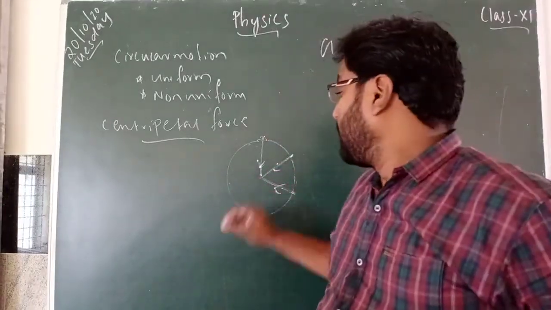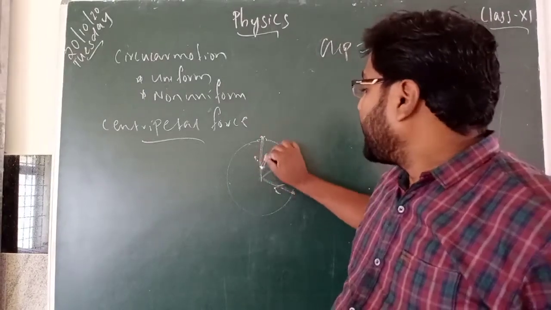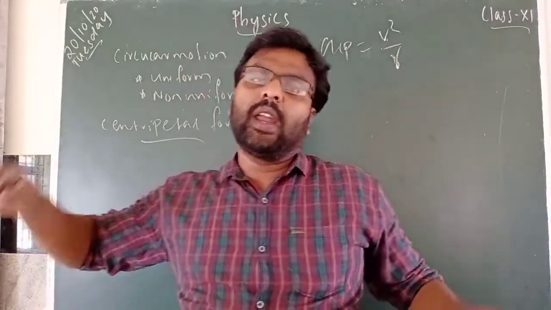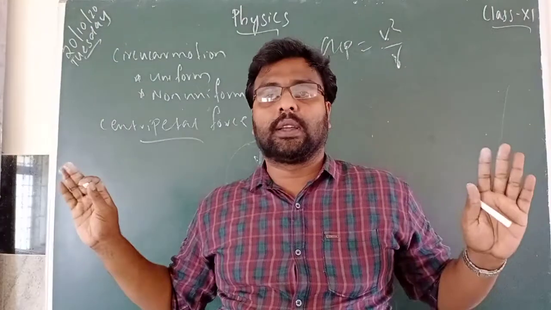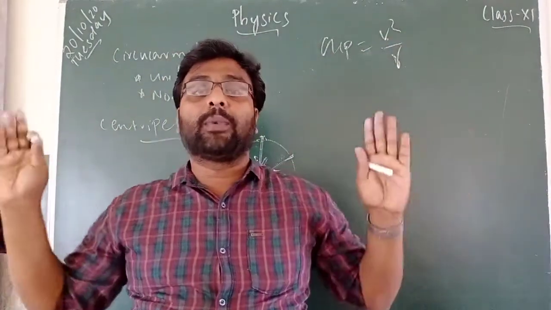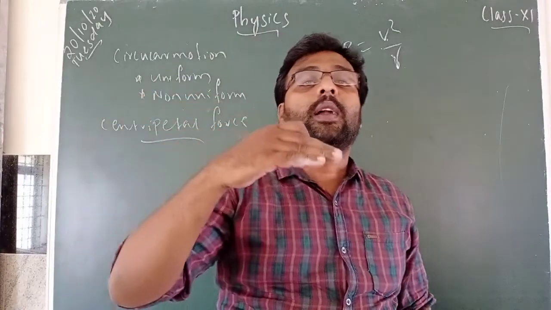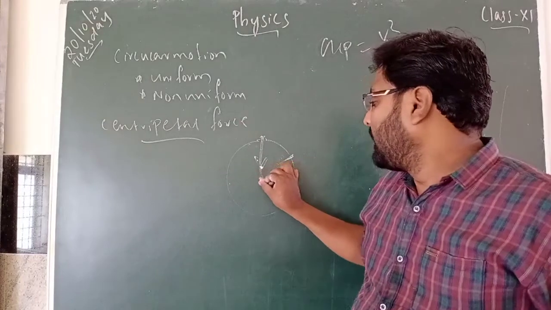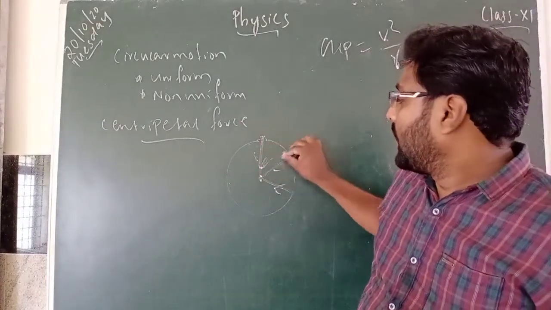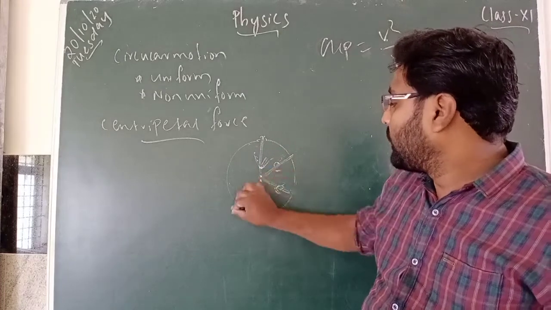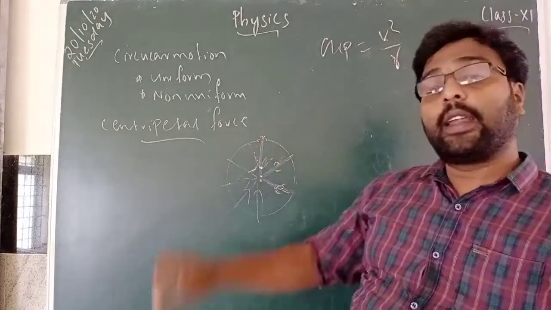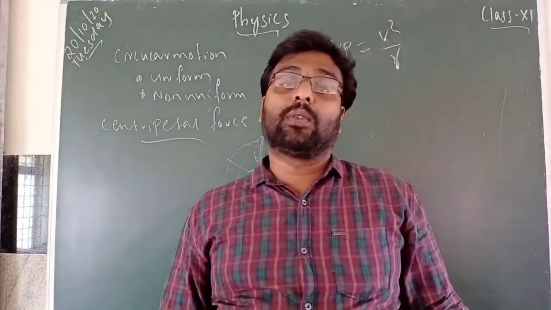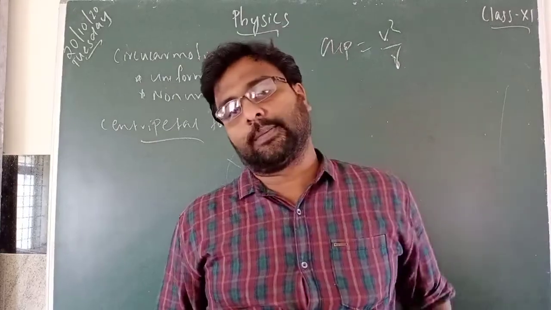This force is called the centripetal force, which is acting inward. So any object which is moving in circular motion, there must be a centripetal force which is acting inward through its center. This is the center of the circle. So there is an inward force which is acting through the center of the circle. That is what we are saying, centripetal force.